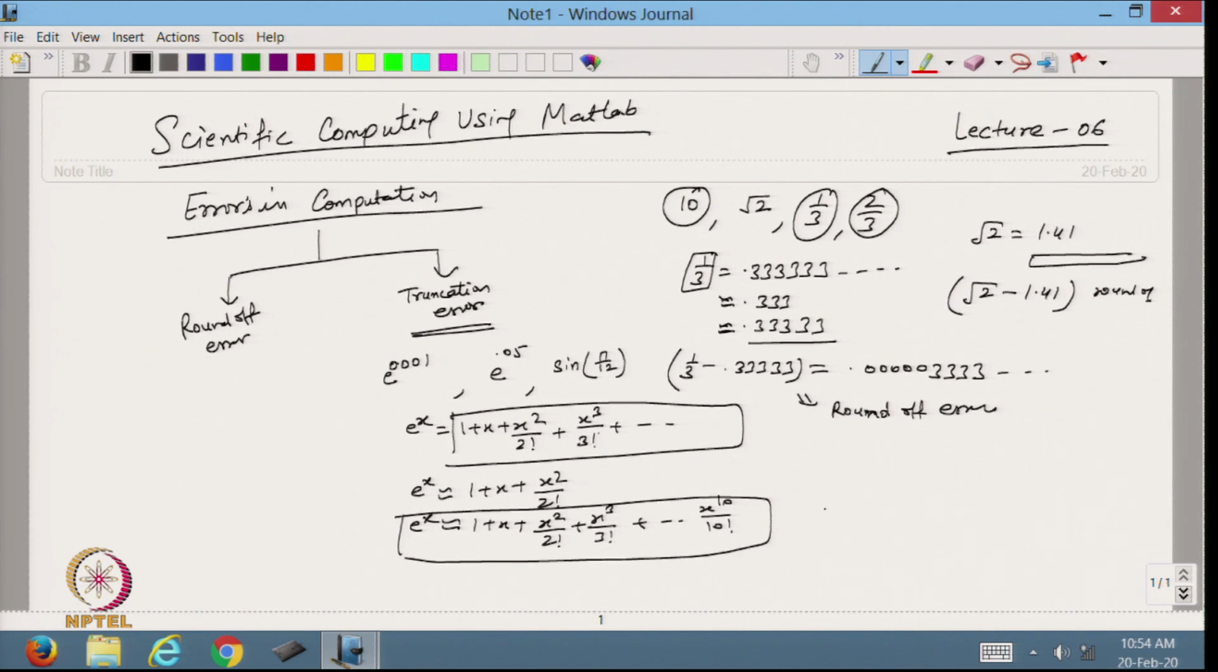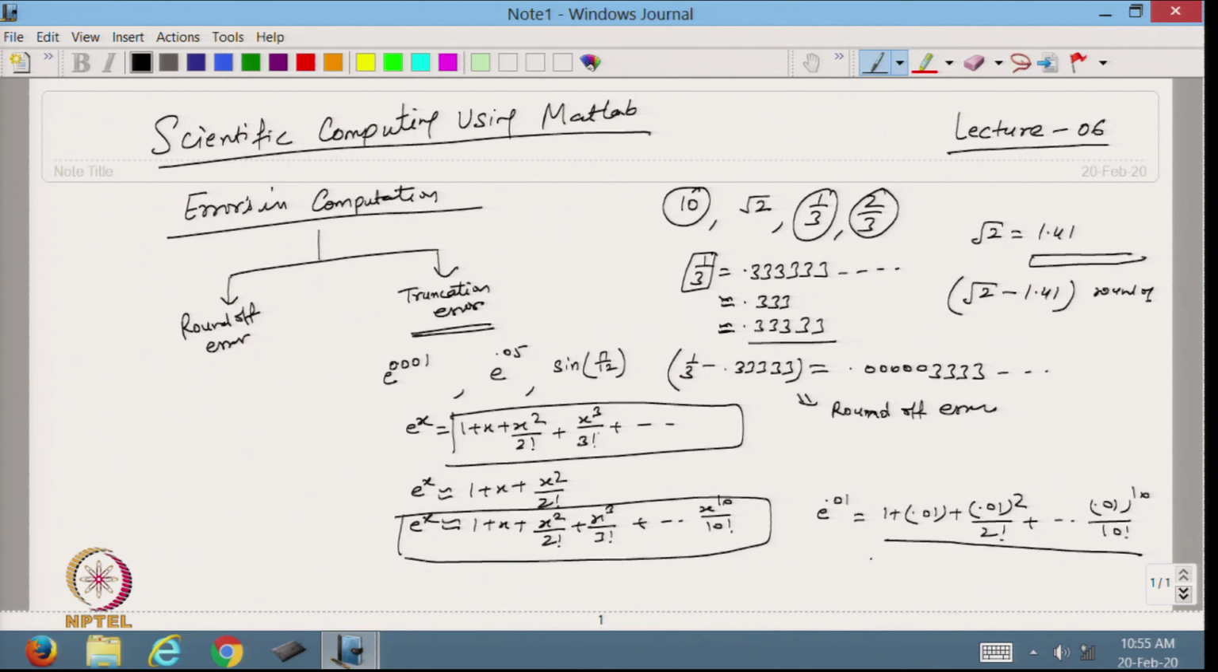Now, suppose I want to find the value of e raised to power 0.01. In this case I will put this value: 1 plus 0.01 plus 0.01 square by 2 factorial up to 0.01 to the 10 by 10 factorial. So I am using this polynomial as the value for e raised to power 0.01.